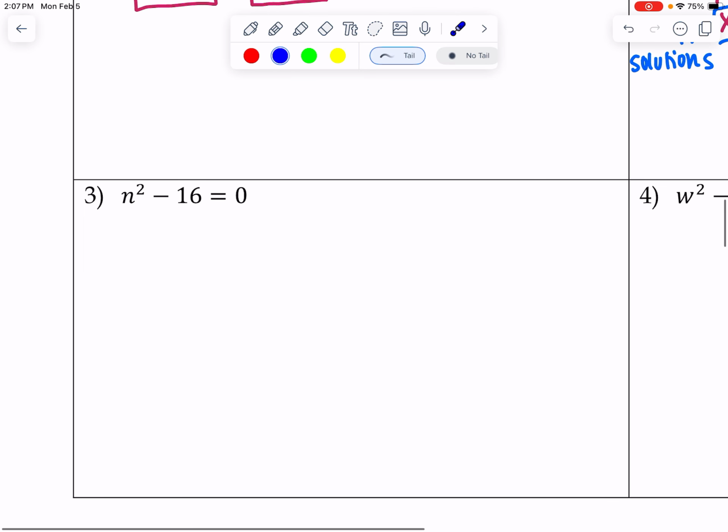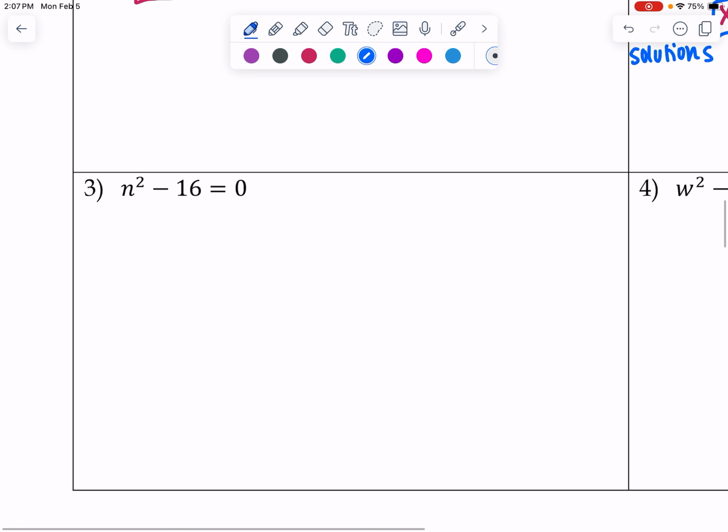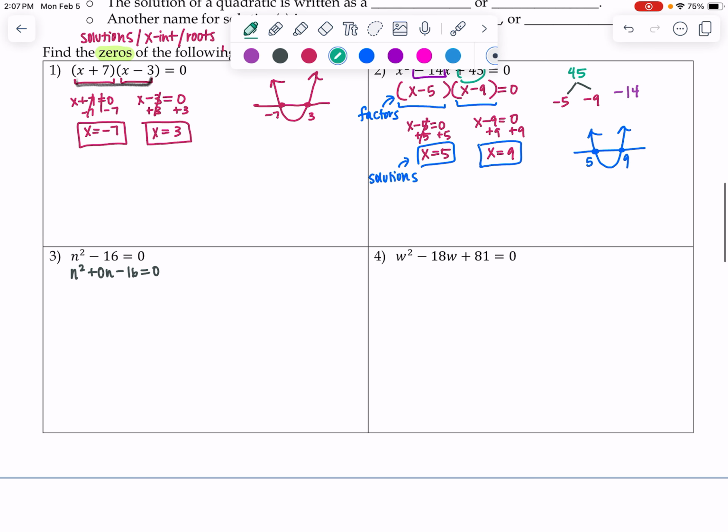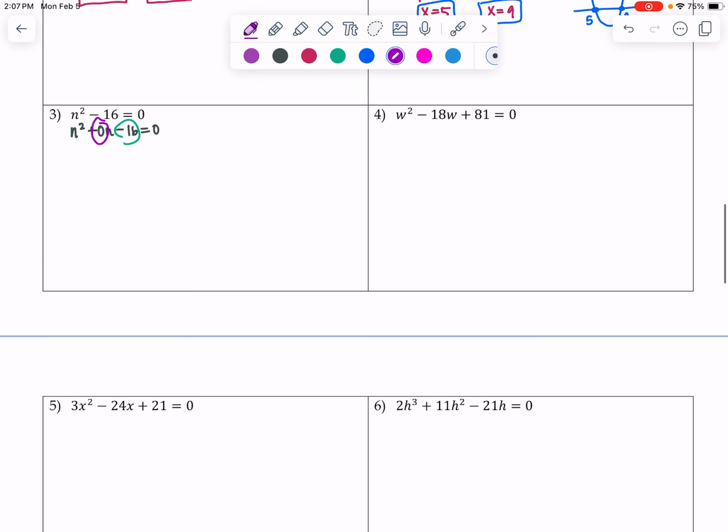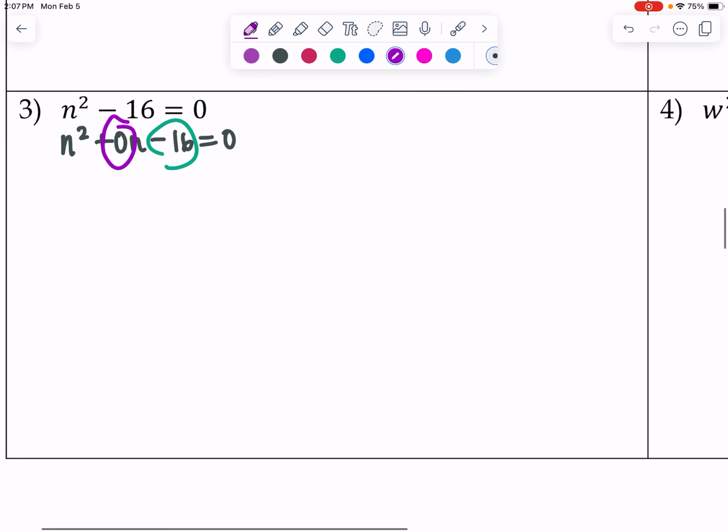All right, so for number 3, we're missing the middle term. And so we could rewrite this as n squared plus 0n minus 16. And so this time I need two numbers that multiply to -16 but add to 0. And so those numbers are -4 and +4.